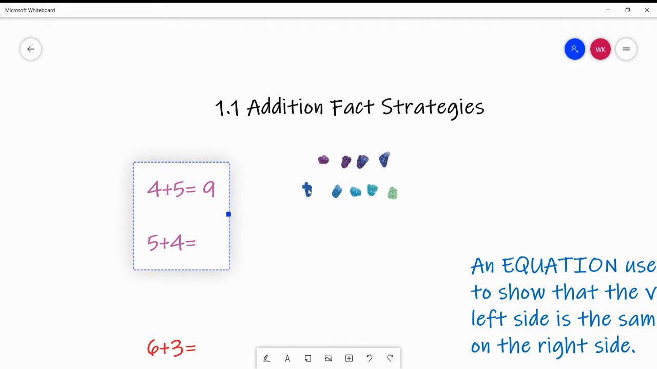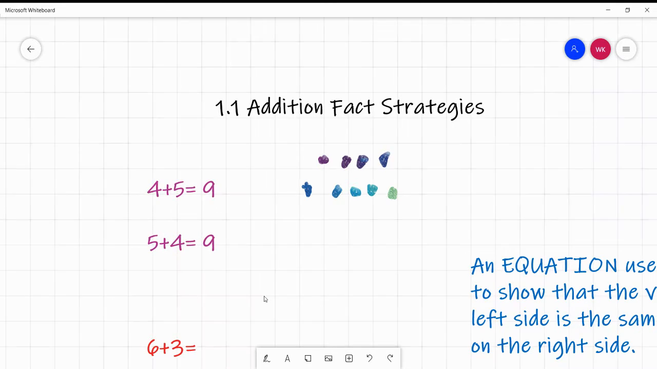So I drew out 5, 1, 2, 3, 4, 5, and then we have 4 dots up top, 1, 2, 3, 4, and now we are going to add them together. So we have 1, 2, 3, 4, 5, 6, 7, 8, 9. So if you change the add-ins around in your equation, the sum does not change. So 4 plus 5 equals 9, and 5 plus 4 equals 9.